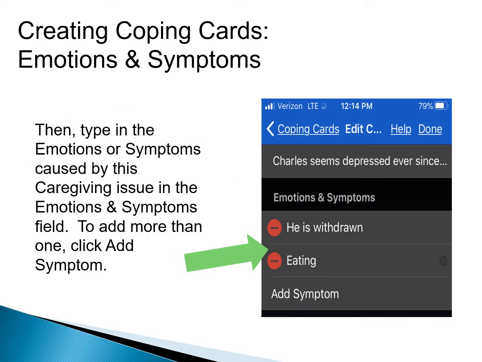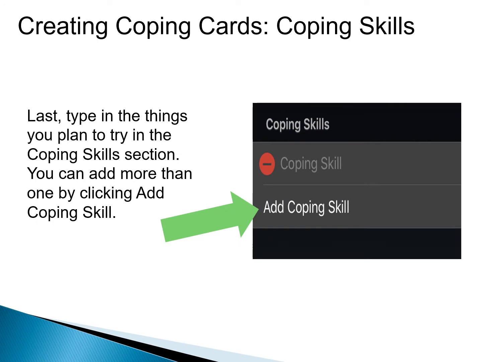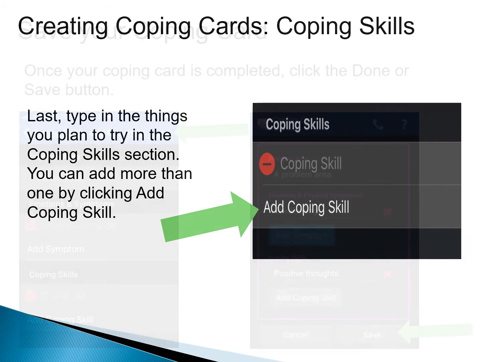Then, type in the emotions or symptoms caused by this caregiving issue in the Emotions and Symptoms field. To add more than one, click Add Symptom. Last, type in the things you plan to try in the Coping Skills section. You can add more than one by clicking the Add Coping Skill button.